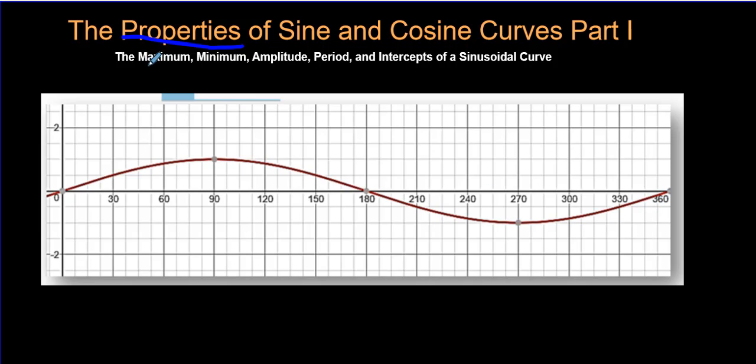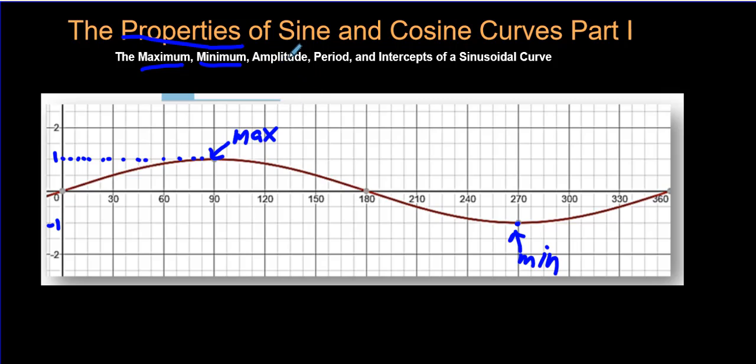Well, there are some properties we need to look at. The first one's called the maximum. The maximum is how high this curve gets, okay? In this case, the maximum would be at 1. That is the highest this thing gets, okay? As you can guess, the minimum is going to be down here. This is the maximum, and this is the minimum, okay, as you would have guessed. The maximum is 1, the minimum is -1.